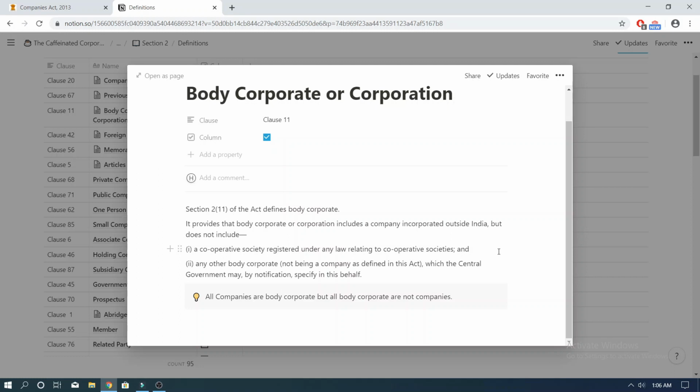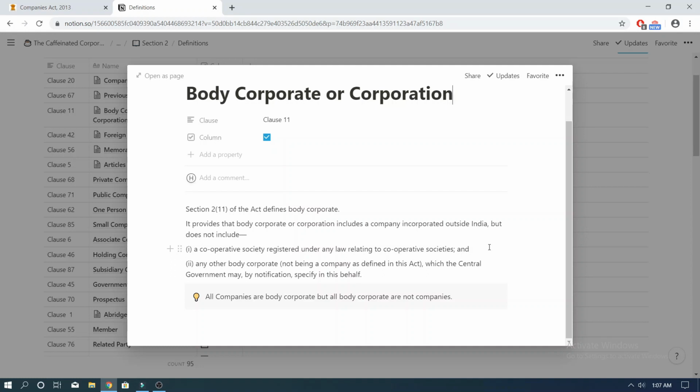Now, will Reliance Industries Limited fall under the category of body corporate? The answer is yes, because it is a public company incorporated under the Companies Act 2013. Now, why would the Chinese company BBK Electronics Corporation fall under this category? It is because this definition says it includes any company incorporated outside India. And BBK Electronics Corporation is a company that was incorporated in China. So effectively, it is a body corporate.